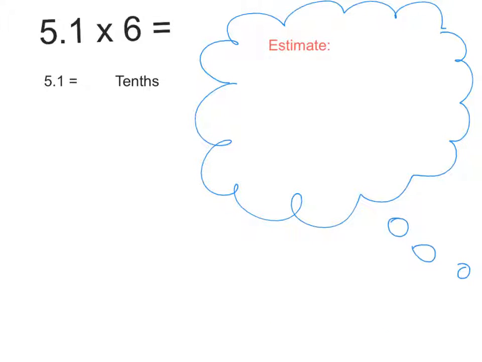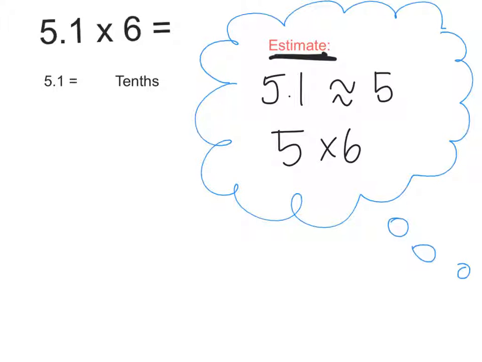5.1 is pretty close to what number? Like, what whole number is 5.1 pretty close to? Lakshan? 5. Yeah, so we can estimate that 5.1 is pretty close to 5. And in our heads, can we just do 5 times 6 really quickly? We know that 5 times 6 is 30. So we know that our answer, because 5.1 is pretty close to 5, should be pretty close to what number? 30, okay? Now I want you to draw a little thought bubble because that's what you're thinking in your head. So draw a little thought bubble in your notebook and then write this down.